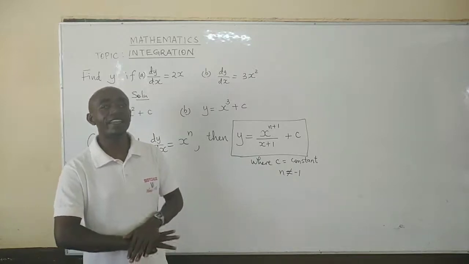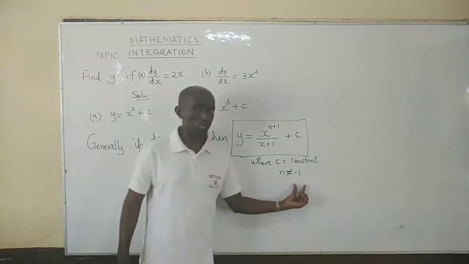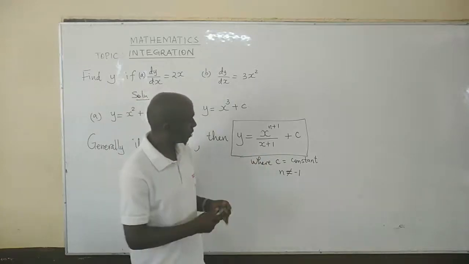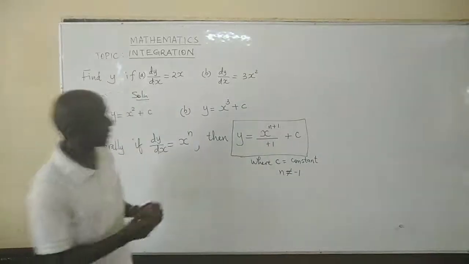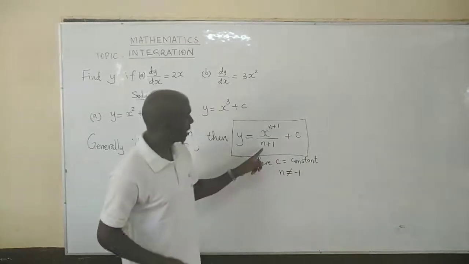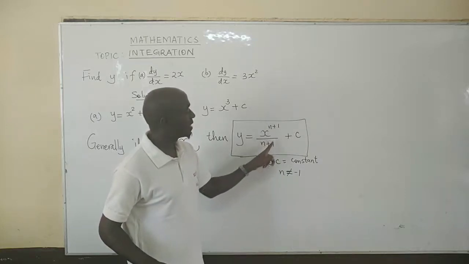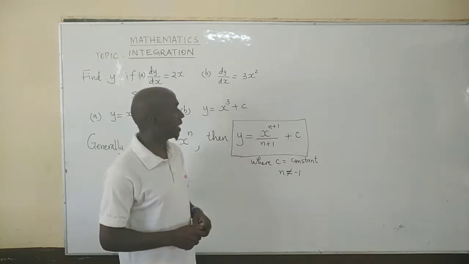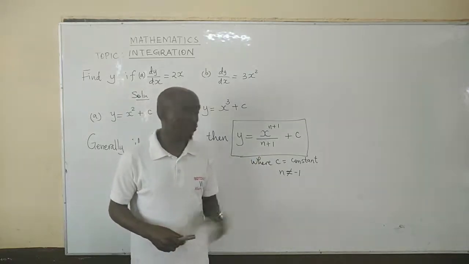It can work for any other number, whether it's an integer or even a fraction, but it will not work when n is -1. Why? If you put here -1, sorry, my dear learner, this is not x plus 1, this is n plus 1. So if you put -1, n plus 1 becomes 0. And when you divide any number by 0, you will get an undefined answer. So that is why n should not be equal to -1 for this formula to work.